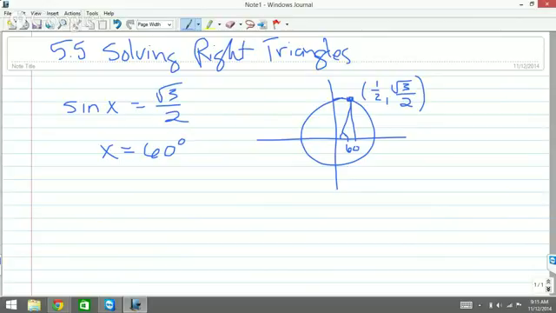Okay, so a couple ways to think about it. Bring the unit circle in because I know you have trouble. What's the cosine of 60? Okay, same reason. It's the x value. So be aware of that.